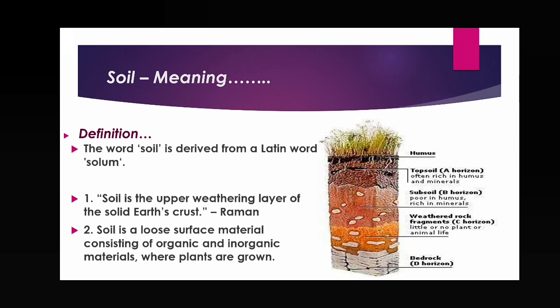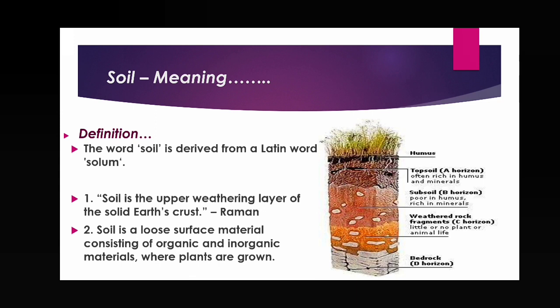But in this land, only the topmost layer which is loose, and which has many nutrients and humus, and also supports the growth of plants, is called soil. Clear? So difference is clear. Land means total lithosphere which is in solid form, and in this land only the upper part or topmost layer is called soil. So soil is the part of land.